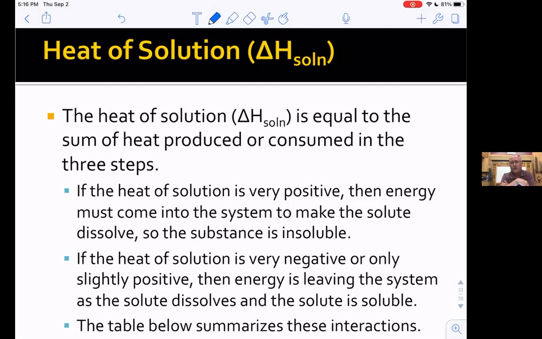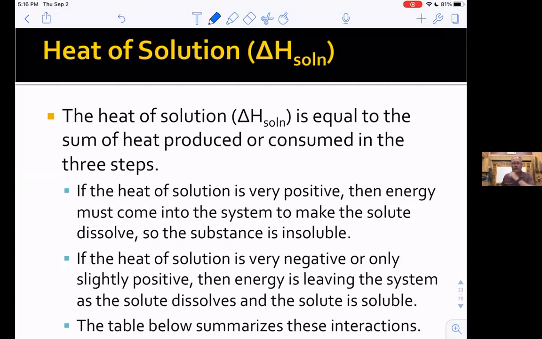So looking here, it says, if the heat of solution is very positive, meaning that it requires a lot of energy for it to occur, then energy has to come into the system to make that solute dissolve, which is what I was talking about. And what happens is the substance is basically insoluble unless you put energy into the system. And it may require a ton of energy. Now, if it's pretty close, if it's just a little positive, usually you can get it to dissolve. Or if the value is negative, it dissolves really easily.